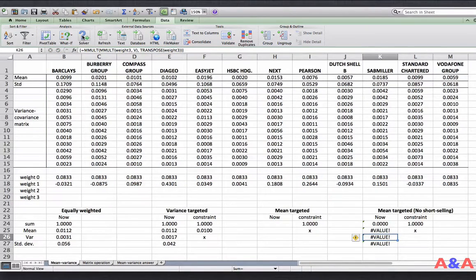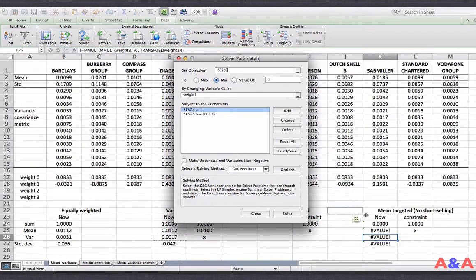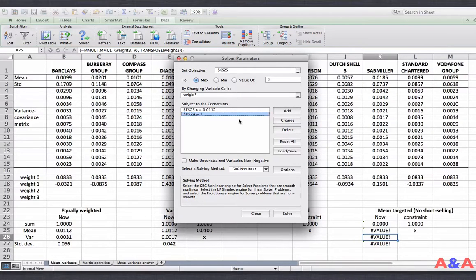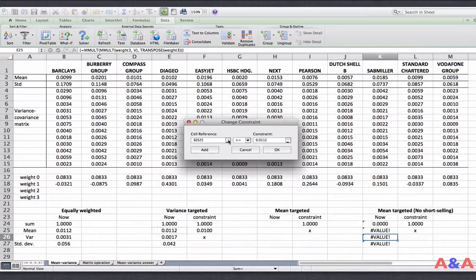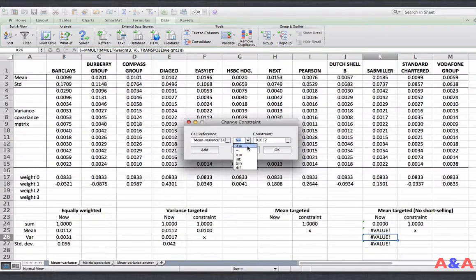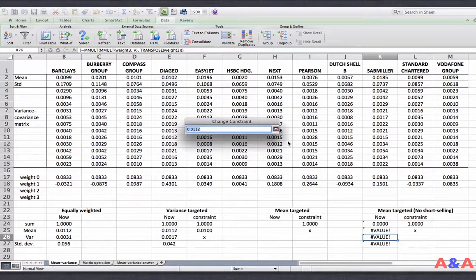And open the solver. Now the objective is the mean, and we want to maximize it by changing weight 3, and the constraint is the sum is here, K24, it should be equal to 1, and now the variance should be no larger than some number. The variance is in K26, and this should be no larger than, let's set the variance of the equally weighted portfolio.